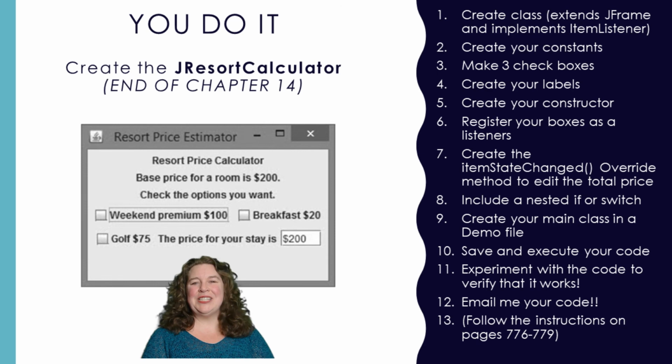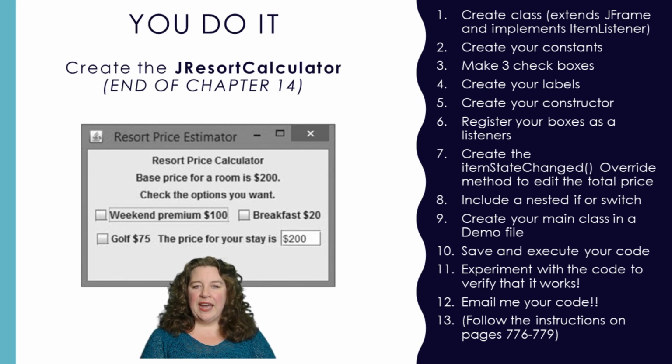All right. This is the project at the end of chapter 14. It is called the JResort Calculator. All of the code is actually in the book, but I'd like you to try it and just play around with it and see if you can make it work. This uses a class. We extend our JFrame and implement our ItemListener because we have checkboxes. Create your constants, make your checkboxes, create your labels, create your constructor. Don't forget to register your boxes as listeners, and then create your itemStateChanged overridden method to figure out what the options are. Include your nested if or a switch or something to figure out what the prices are.